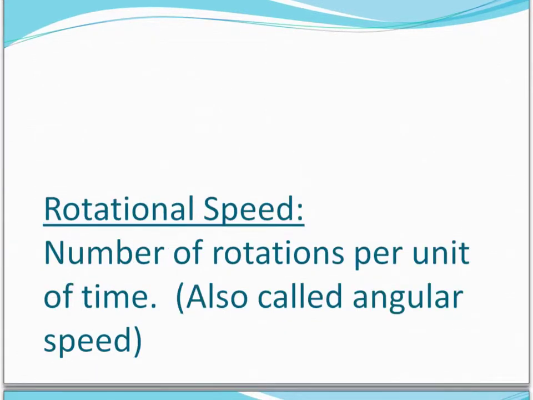Alright, now the last one is rotational speed. This is the number of rotations per unit of time. We also call this angular speed. So this is the actual speed. This is not a straight line path. This is as you're spinning around in a circle, how many rotations you make per unit of time. So it's a distance, but it's a circular distance divided by time. So we had linear speed, tangential speed, and rotational speed. These are all 3 very important.